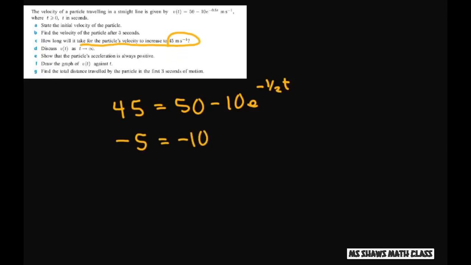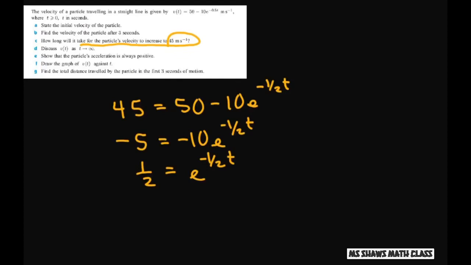Now it states, how long will it take the particle's velocity to increase to 45 meters per second? So you're merely just going to set 45 equal to 50 minus 10 e to negative 1/2 t. And subtract 50 from both sides. Negative 5 equals negative 10 e to the negative 1/2 t. Divide both sides by negative 10. So you get 1/2 equals e to negative 1/2 t.